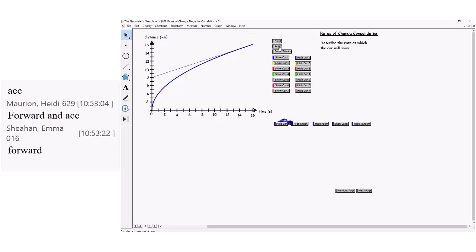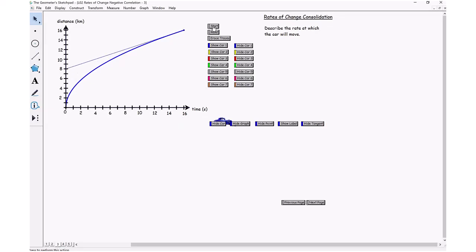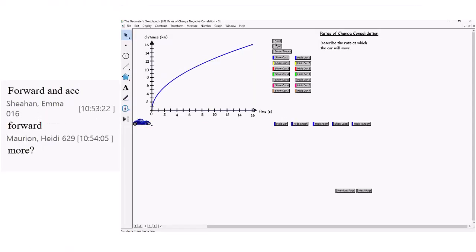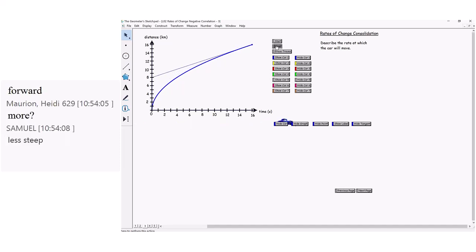And well, we definitely could see them moving forward. It was harder to see. Now, was it accelerating? So let's try this again. He's going to start that car up. The tangent line is showing. What's the tangent line doing? Is that tangent line getting more or less steep?